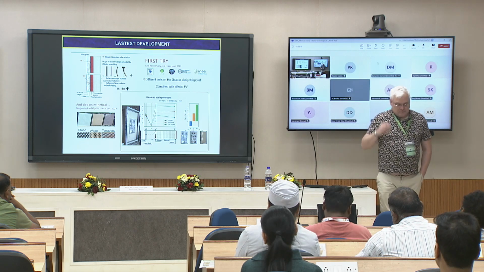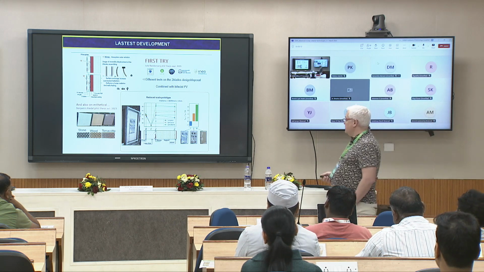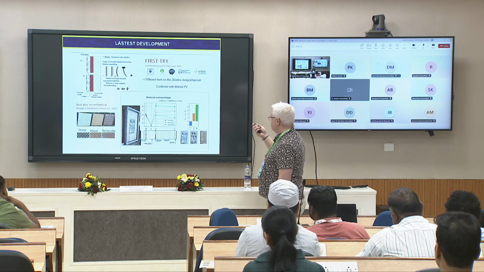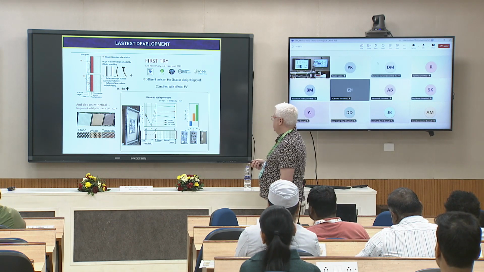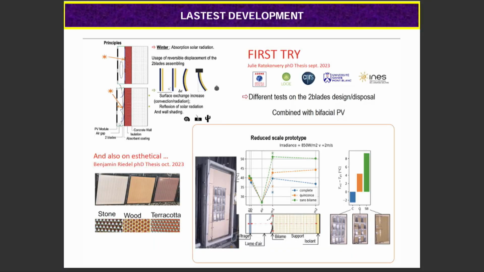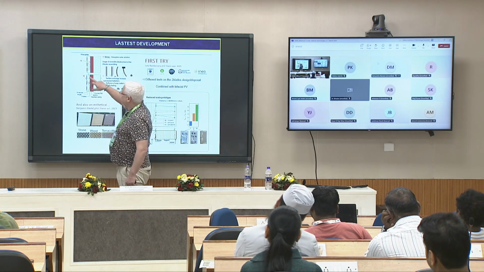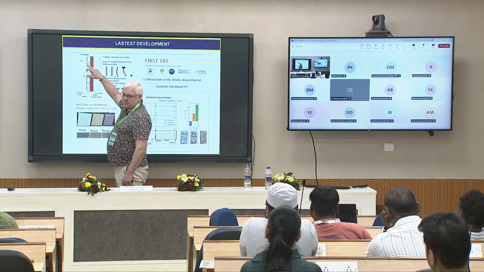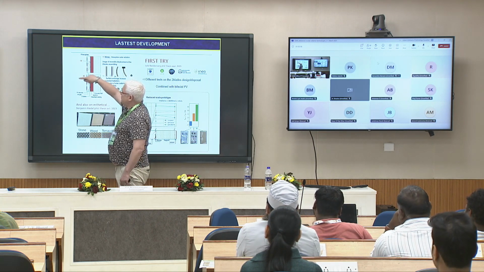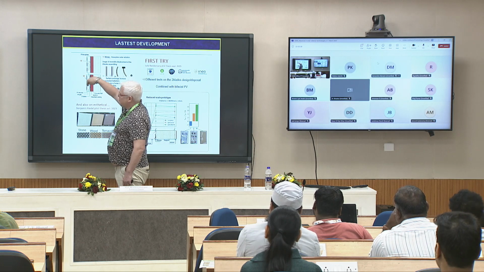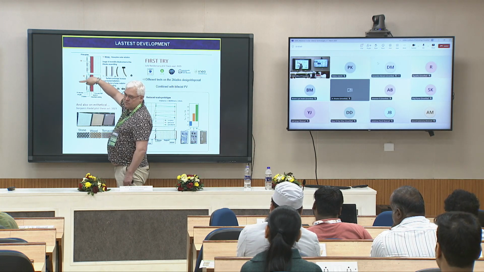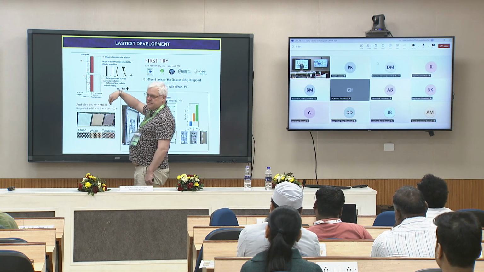So the last thing that we have done, also in a PhD with Julie Raconton-Very, was to work on the adaptive facade. So with PV, double bi-phase PV. Here you have semi-transparent PV that can convert energy on the front face, but also energy on the back face. We call that bi-phase PV.